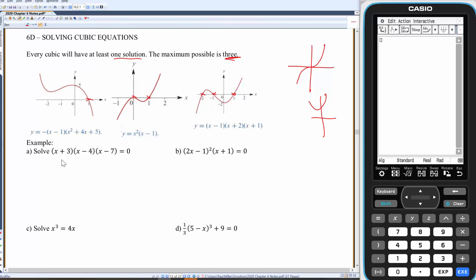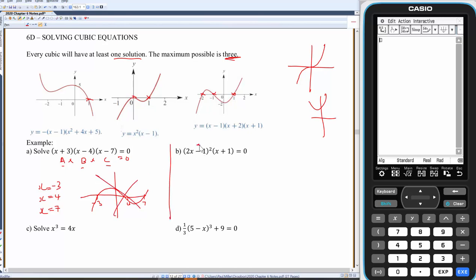So the null factor law says that if A times B times C equals 0, then one of these could equal 0, in which case x could equal -3, x could equal 4, and x could equal 7. And we're done. They are the three x-intercepts. And so if I was sketching this, I'd put one at -3, another at 4, and another at 7. And we'll later learn that this is a positive cubic, and it's going to take this form here. Okay, you don't need to worry about that yet.